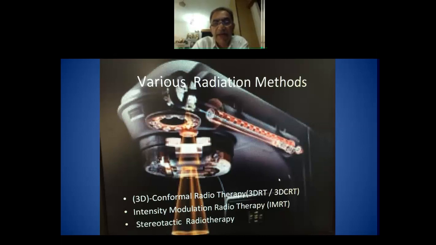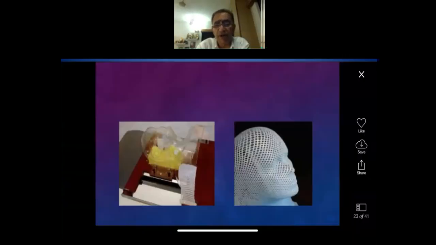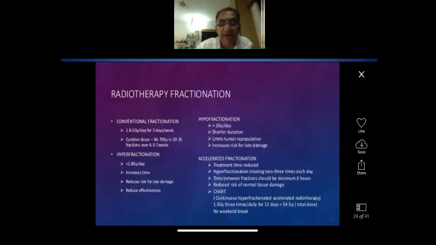3D conformal. Then we moved on to intensity modulated radiotherapy. And what we are practicing today more and more is stereotactic radiotherapy. When we talk about stereotactic radiotherapy, it is so highly precise that immobilization of the head and neck region becomes very crucial. These are the kind of immobilization devices we are using today in the department. These are all custom made for each patient, so it fits only that particular patient. It is done on day one before we start the radiation, and once it is done, every day when the patient gets onto the couch, the mask has to be fixed, and only then the treatment actually starts.